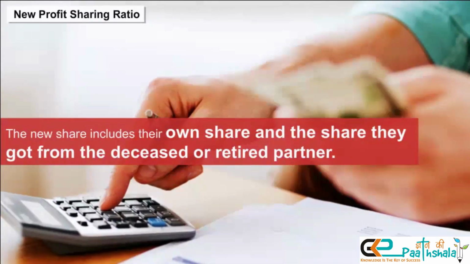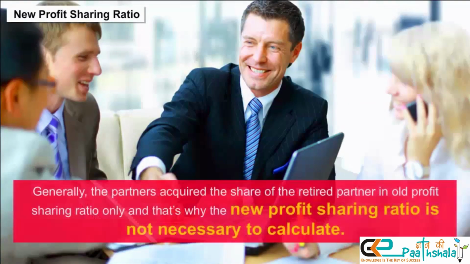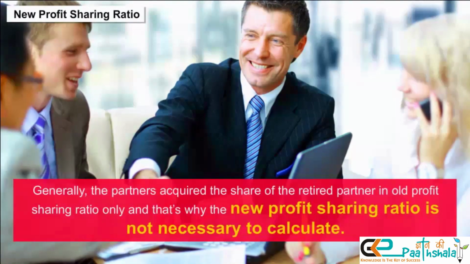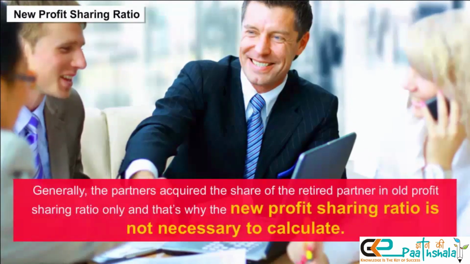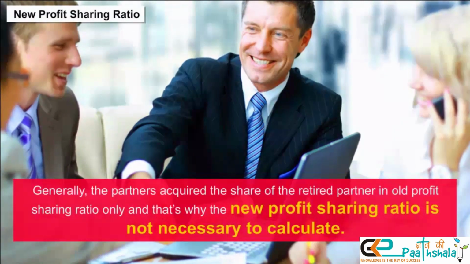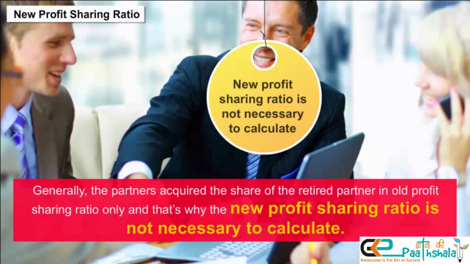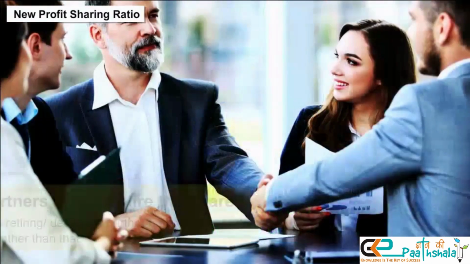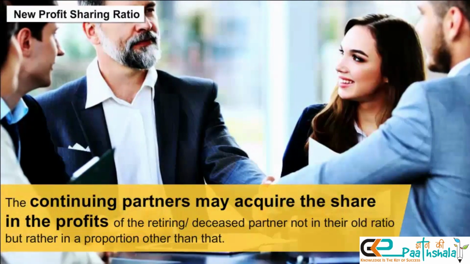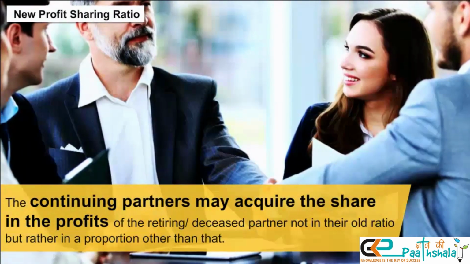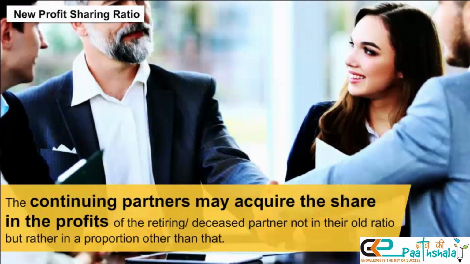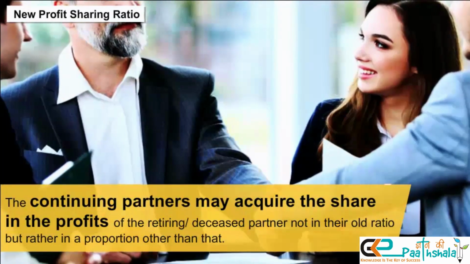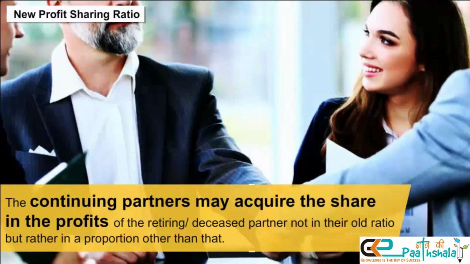Let us take the two situations. A. Generally, the partners acquire the share of the retired partner in the old profit sharing ratio only, and that's why the new profit sharing ratio is not necessary to calculate. B. The continuing partners may acquire the share in the profit of the retiring or deceased partner, not in their old ratio, but rather in a proportion other than that.